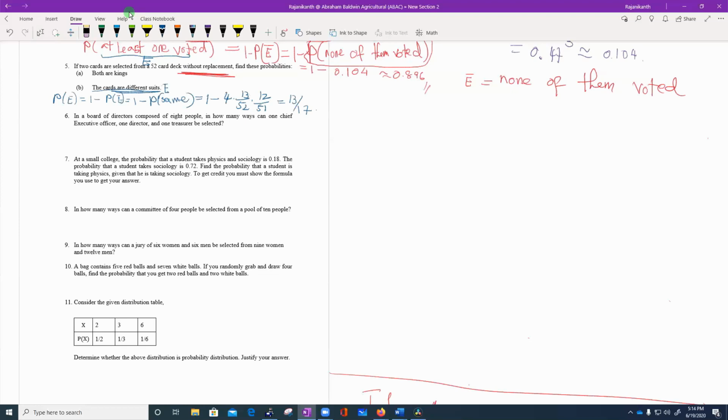So you need to have the chief executive officer and one director and one treasurer. So you are choosing 3 people, but all of them have different ranks, right? So that means now order is important, right? You could choose the same 3 persons and put them into different orders, right? So order is important here. Do you understand that part? So make sure that before writing nPr or nCr, you understand that concept.